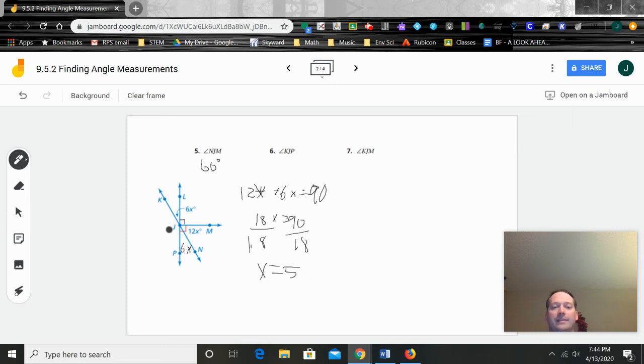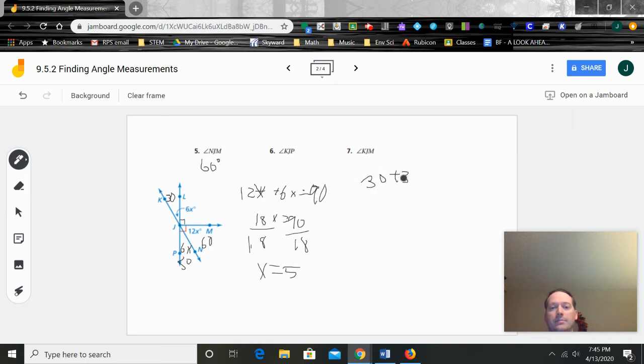What do I know? This angle plus this angle plus this angle plus this angle plus this angle, they all equal 360. Well, I already know that this angle is 60. Can I find this angle? Of course I can. If x is 5, then this is 30, which means this is also 30. So 30 plus 90.